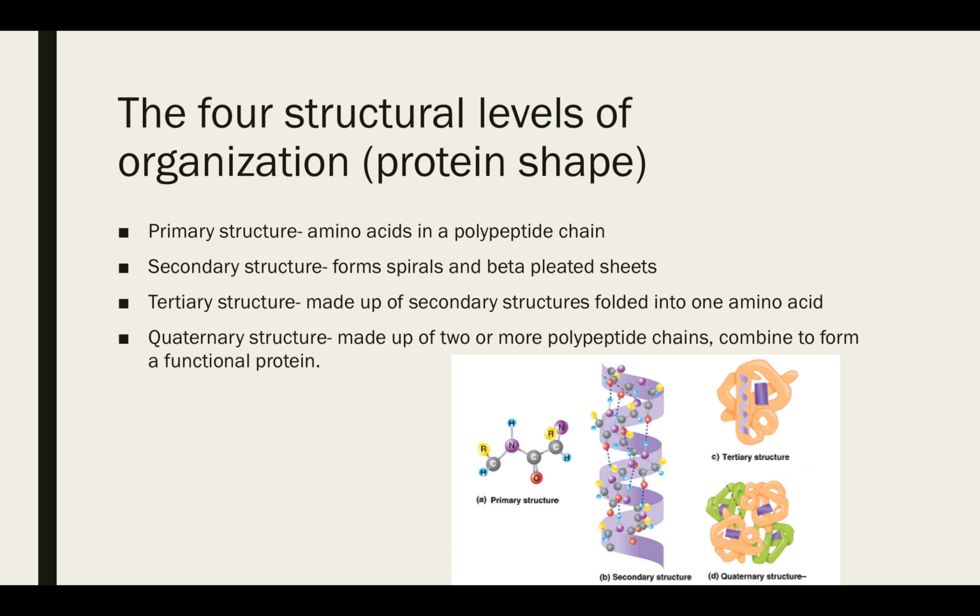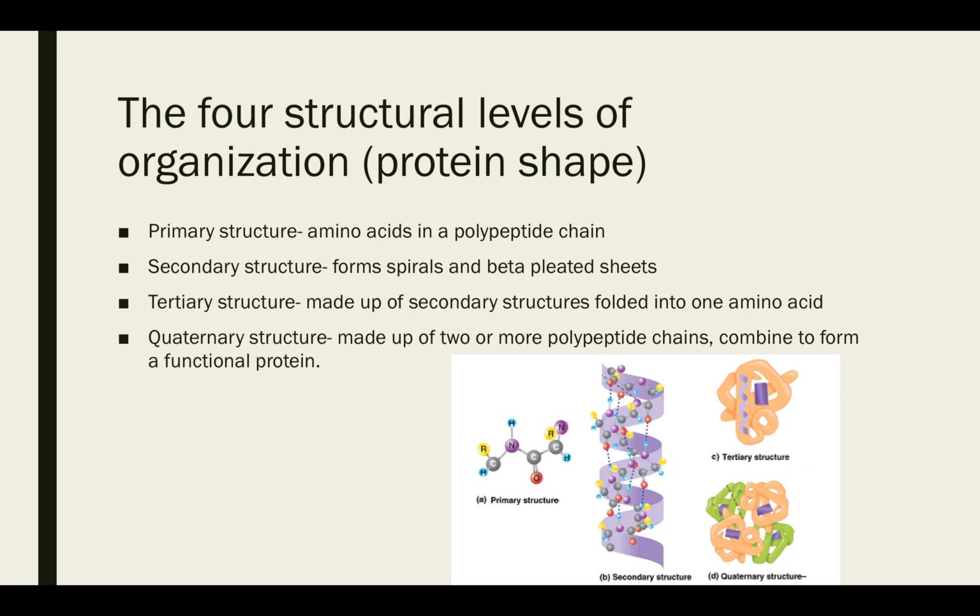Now there are 4 structural levels of organization, or protein shapes. The first is the primary structure, which is just an amino acid and a polypeptide chain. The second, secondary structure, forms spirals and beta-pleated sheets. Third is tertiary structures, made up of secondary structures folded up into one amino acid. And then quaternary structure, made up of 2 or more polypeptide chains combined to form a functional protein. I put an example below of what all four of them are.